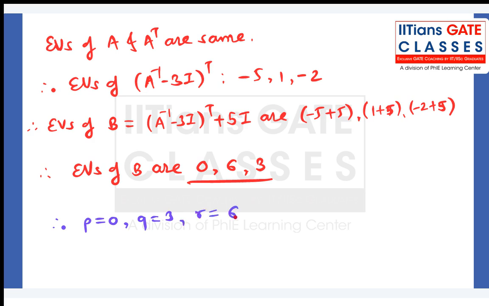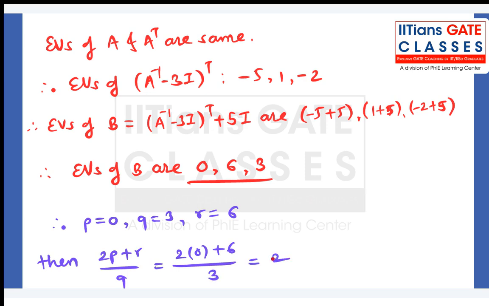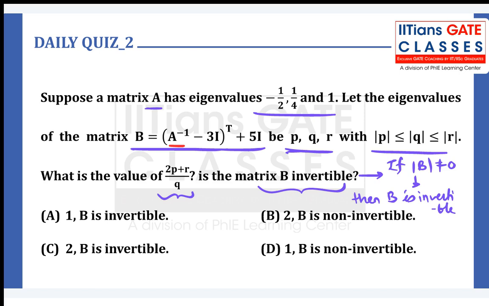Then you are supposed to evaluate the ratio of 2P plus R by Q. You can directly do that. So 2 into 0, R is 6, divided by Q, 3. So it is 6 by 3, which is 2. If you look at your options, two options you can just eliminate because these are not correct, A and D.